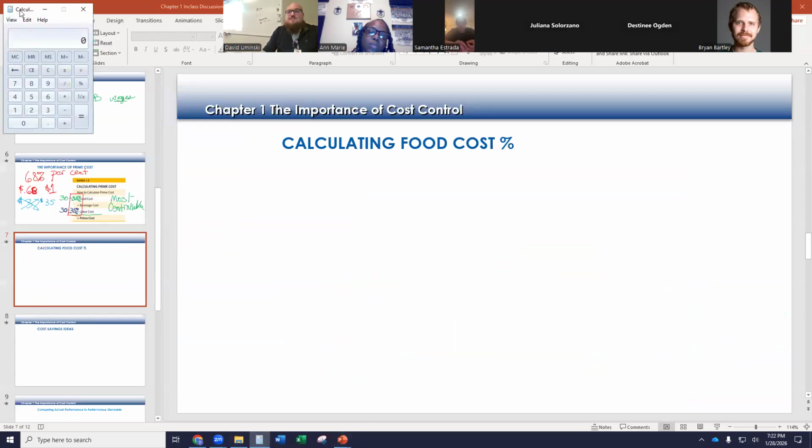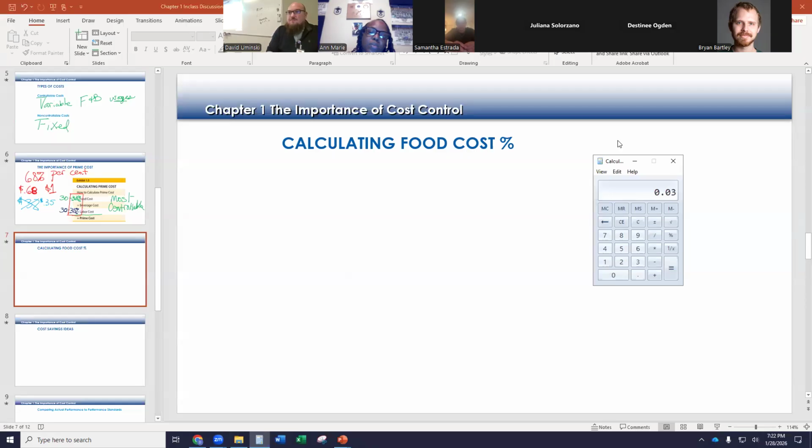Let me pull up my calculator so I can show you the screen. 3 pennies, and let's say we do $1.5 million in sales for the year. That's an extra $45,000. So if you can save 3 pennies per dollar, at the end of the year those 3 pennies add up to $45,000. What could you do with an extra $45,000 in your business?